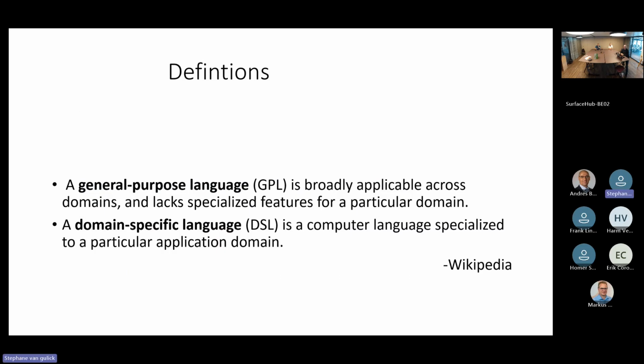So for the definitions of what a DSL is. To talk about a DSL, let's talk also about a GPL. GPL stands for General Purpose Language. It is broadly applicable across domains and lacks specialized features for a particular domain. This is basically just PowerShell. And then we have a DSL, which is a domain specific language. It's a computer language specialized to a particular application domain, going to Wikipedia.